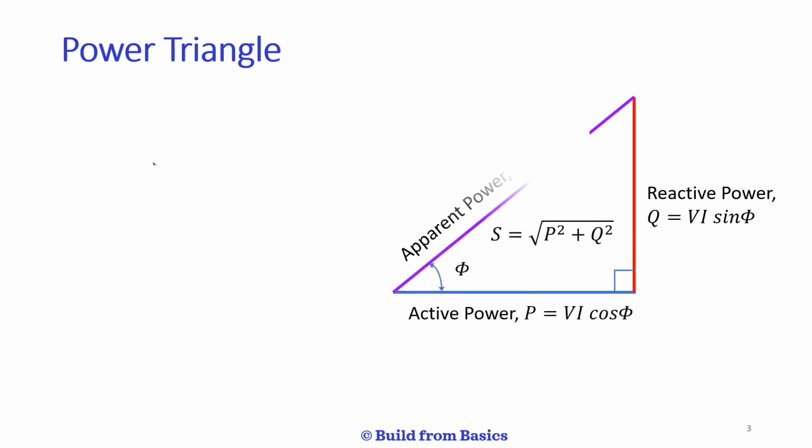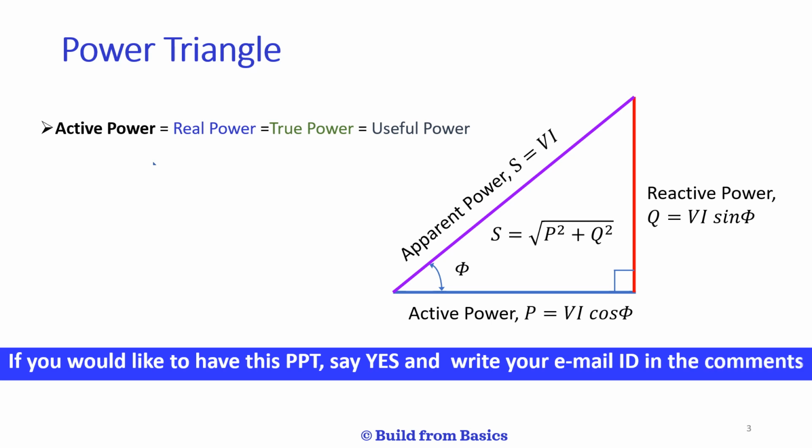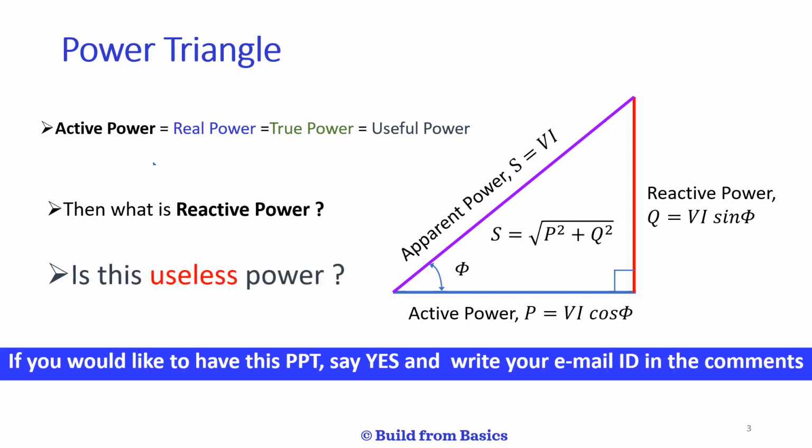We all have learned from the books that there are three components of power. Number one is active power, and then reactive power, and together they form apparent power. They form a power triangle together. We also have been told that the active power is the actual power consumed by the load, and it is the only useful power, and the rest of the power is useless. But in this video, I want to highlight whether the other component of the power, that is the reactive power, is really useless or not.